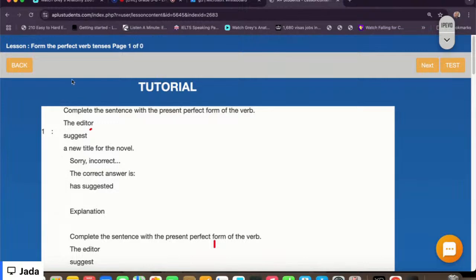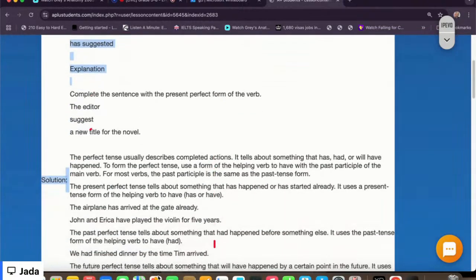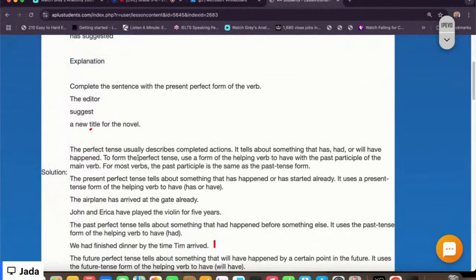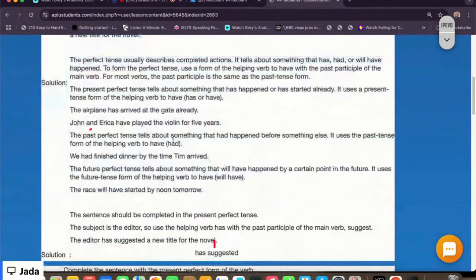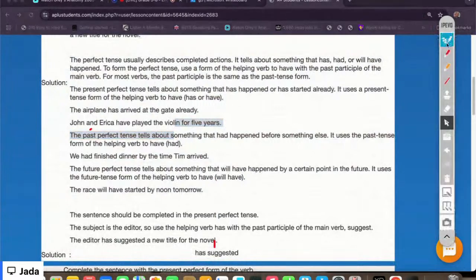All right, so we have form the perfect verb tense. The perfect tense usually describes a completed action. It tells about something that has or will have happened. Now, to form the perfect tense, you have to use a form of the helping verb to have with the past participle of the main verb.